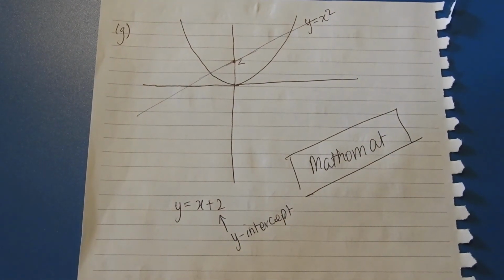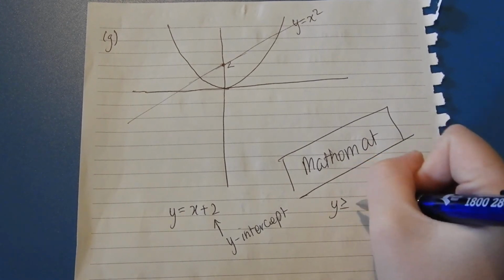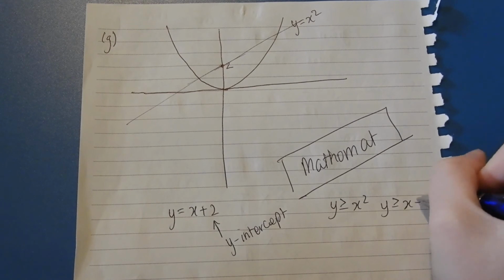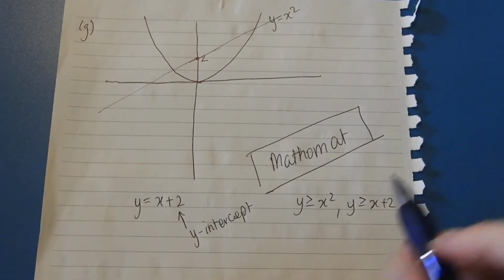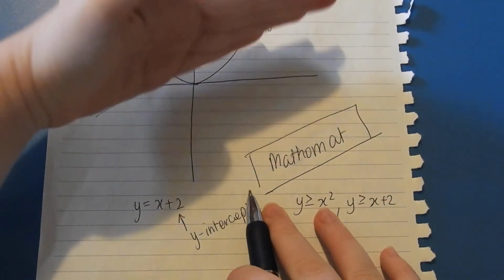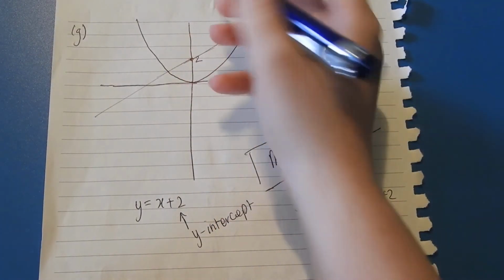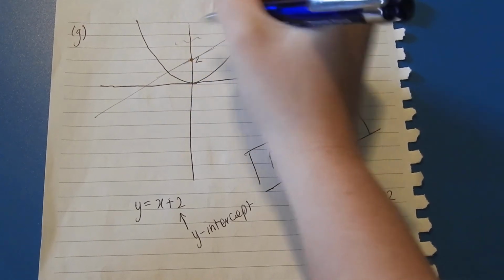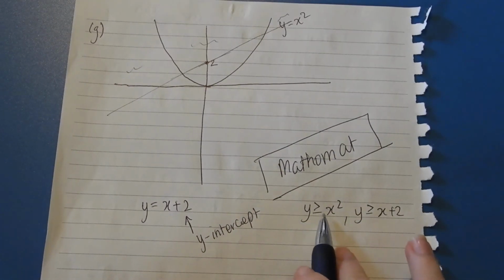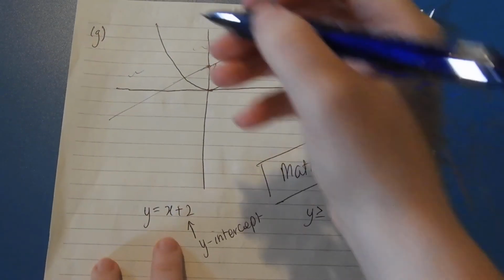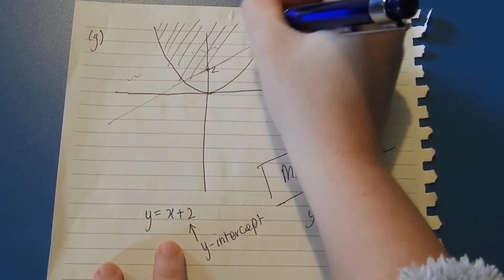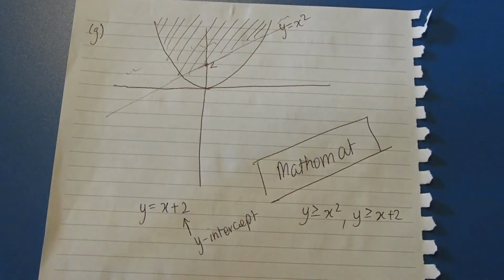So y is greater than or equal to x squared and y is greater than or equal to x plus 2. So this one's easy. Grab it and just push it above, so it's anything above here. And now we've got to figure out whether it's in here or it's out there. So if it's greater than x squared, it'd be in here, within the x squared. And it's just as easy as that.